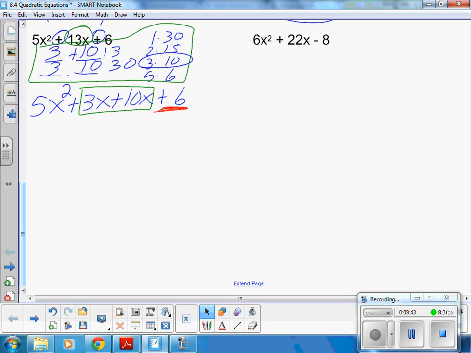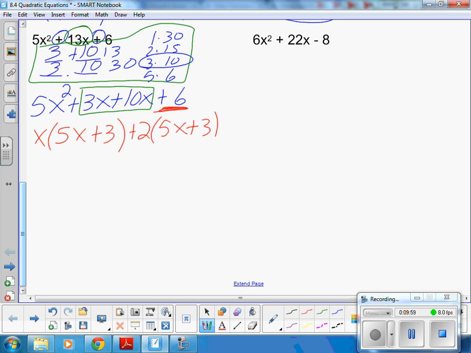So, continuing with the problem, factoring out an x, I'm going to have 5x plus 3. And then factoring out a 2, and I get 5x plus 3. So my answer is x plus 2 and 5x plus 3. Those are my factors for that equation.